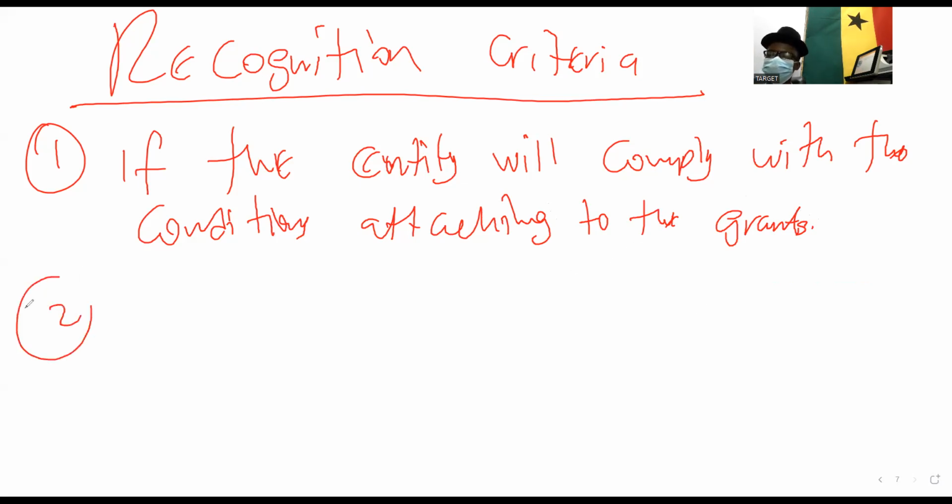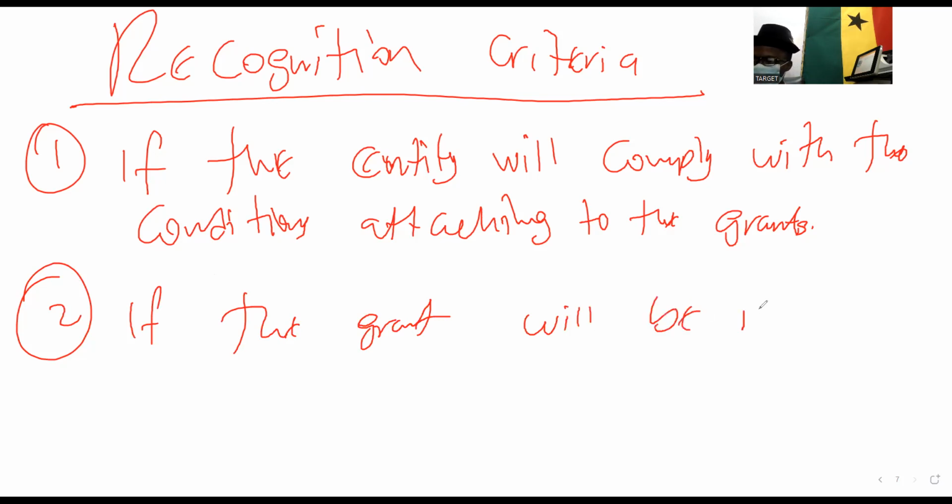Condition number two now goes to the government. The grant will be received. So the assumption is that I only record if the grant will be received. If the grant will be what? Received.